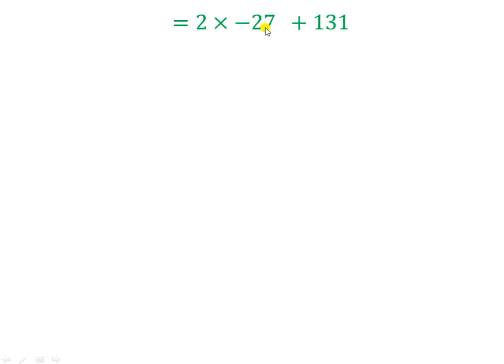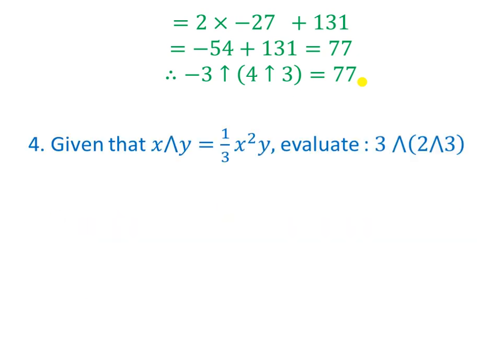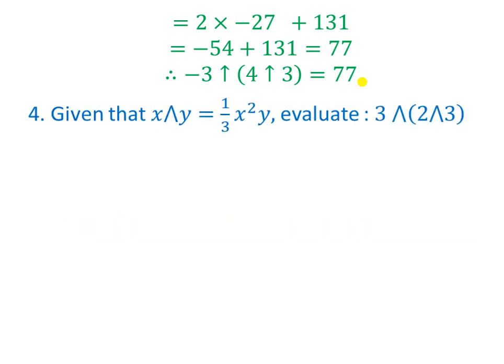When you multiply 2 by -27, you will come up with -54. And when you add it to 131, you will come up with 77. So it means that our answer for -3 * 4 * 3 is equal to 77. So that gives us our solution for that question. Let's go to question 4.